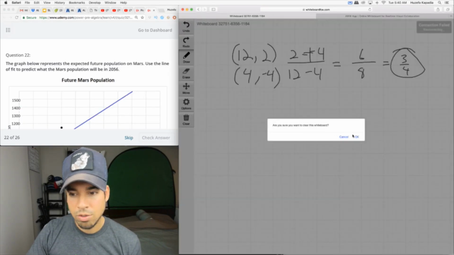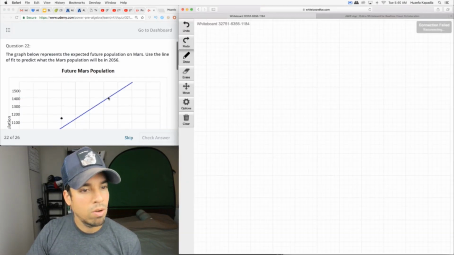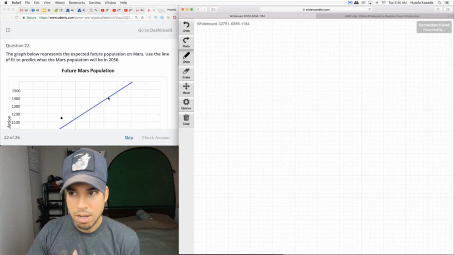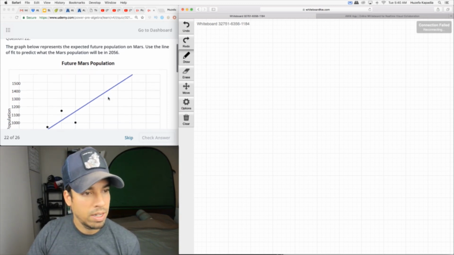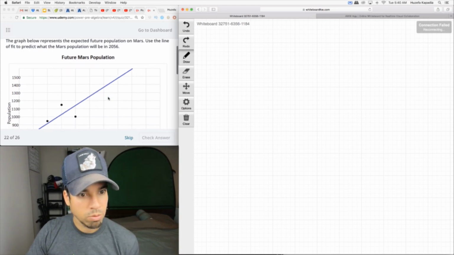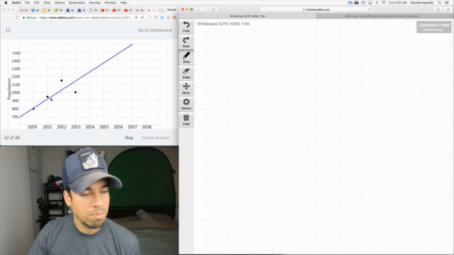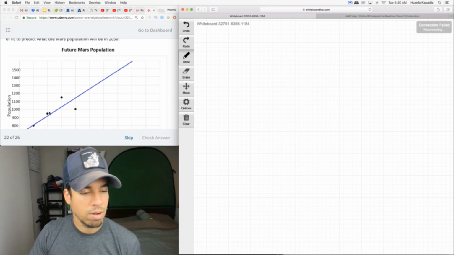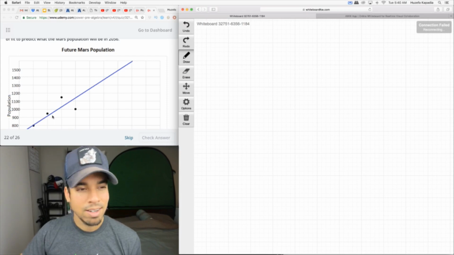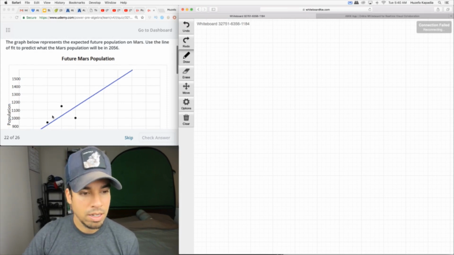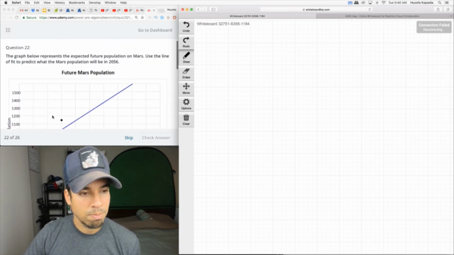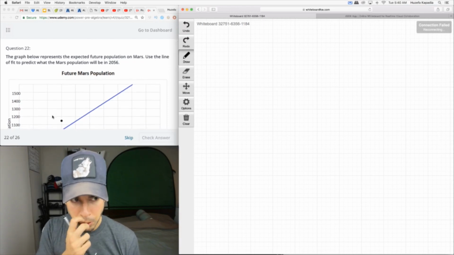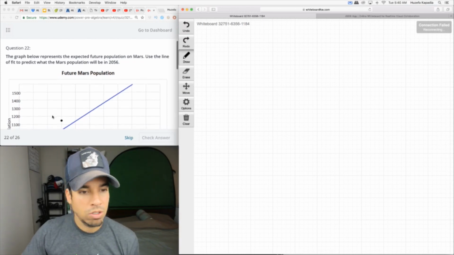Question 22. The graph below represents the expected future population on Mars. Use the line of fit to predict what the Mars population will be in 2056. This is the line of best fit, right? The line of fit basically tries to be the exact average of all of these points. It's used to predict, right? We're trying to find a nice line that models what we see, where we see these actual data points being distributed.